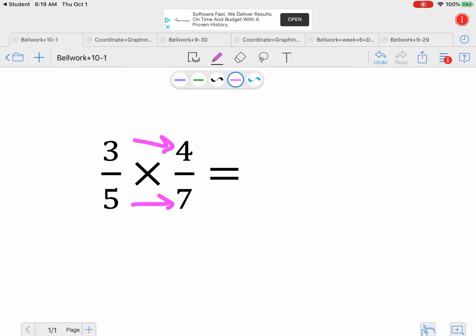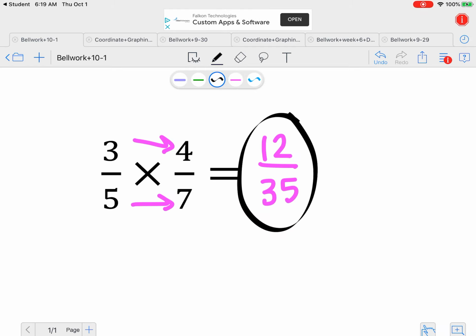Again, we just go straight across, numerator times numerator. 3 times 4 is 12. 5 times 7 is 35. 12 and 35 don't have anything in common, so that would be my final answer.